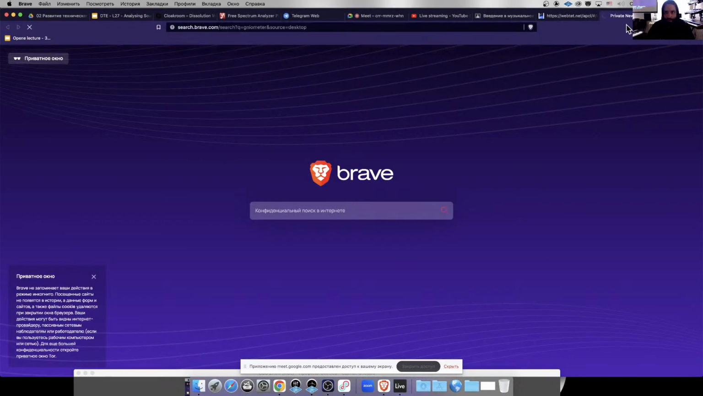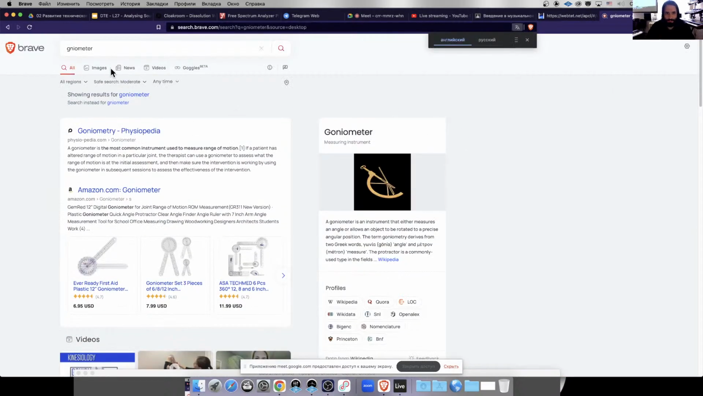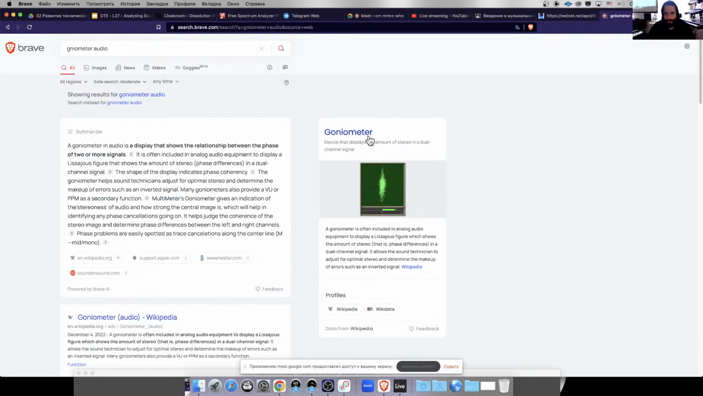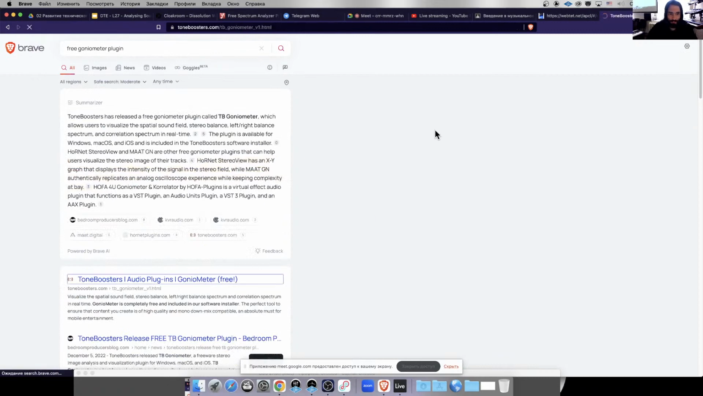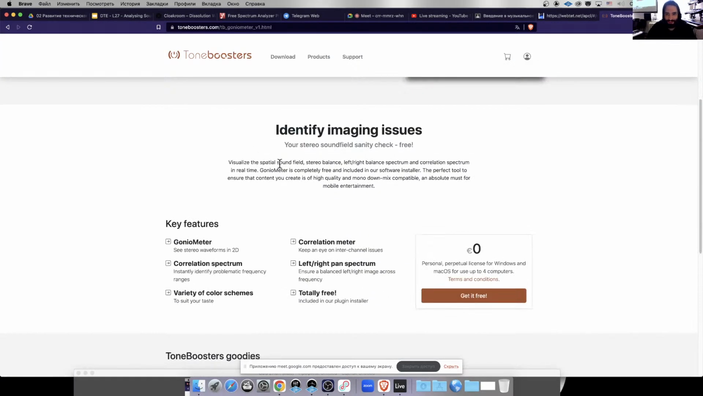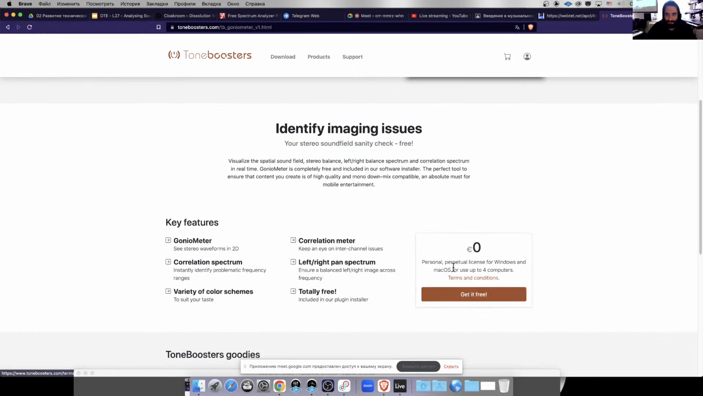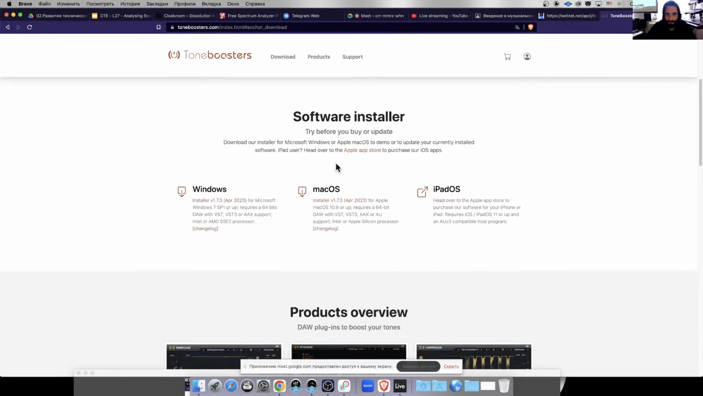Neometer. Wait, Neometer audio. Yeah, this guy. Like the jellyfish is called like that. By the way, I didn't research a free Neometer plugin. I'm sure there is, and that would be good to install too. Tone booster, Neometer, free. This one. Get it for free. Perpetual license. Can I get it for free? Yeah, macOS, great. I'm really happy to find this because I always wanted to find a free Neometer.